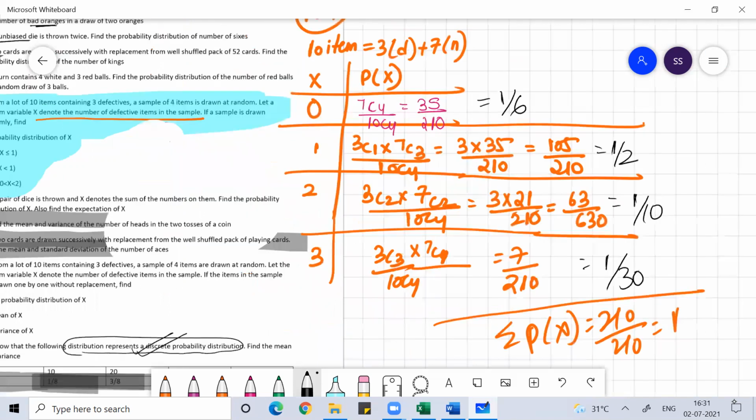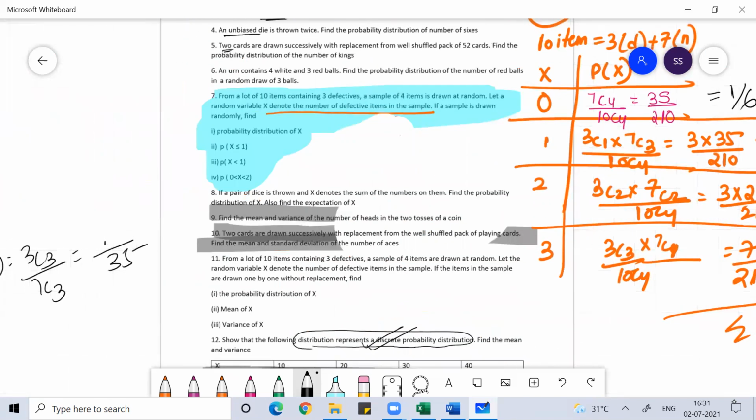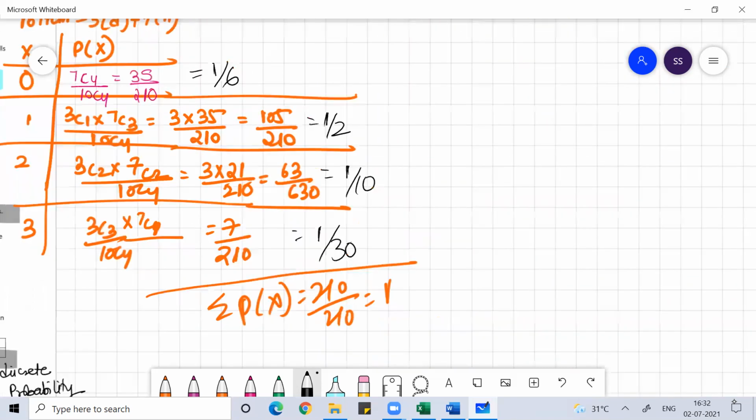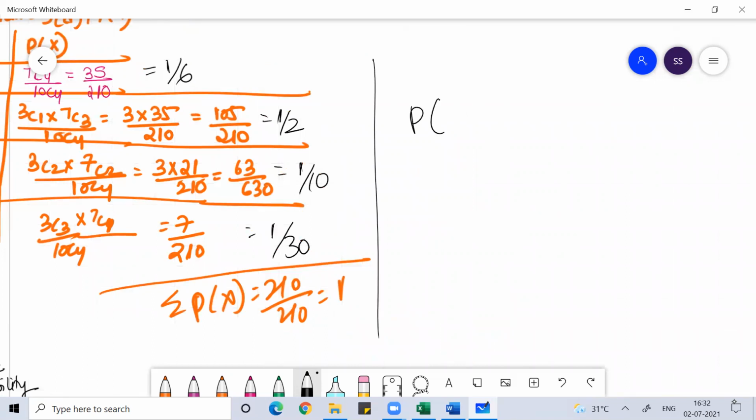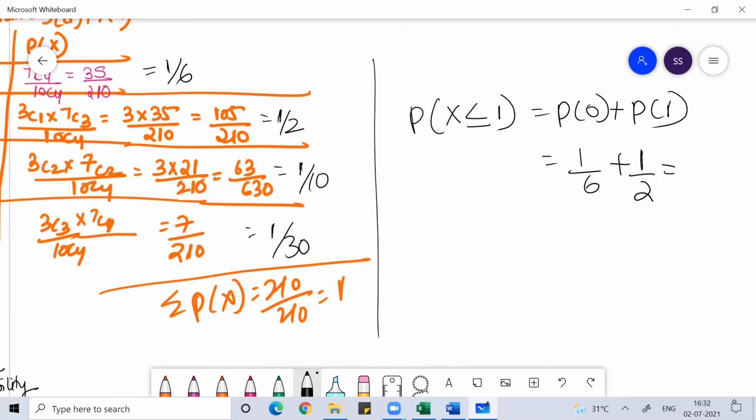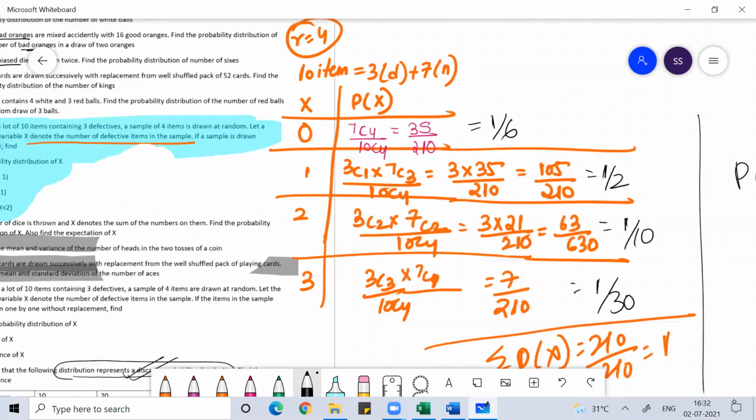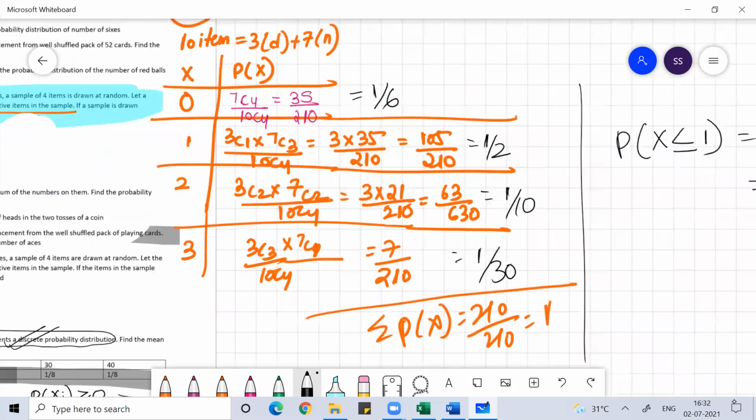Now if I ask you probability of X less than or equal to 1, this would be probability of 0 plus probability of 1. 0 is 1 by 6, 1 is 1 by 2. If you take the LCM, you will get 4 by 6, means 2 by 3. Clear everyone?